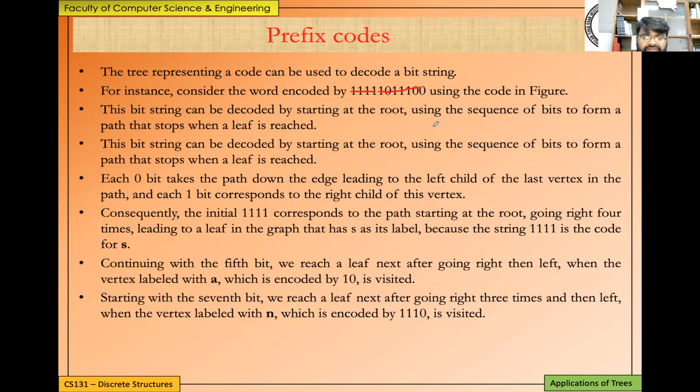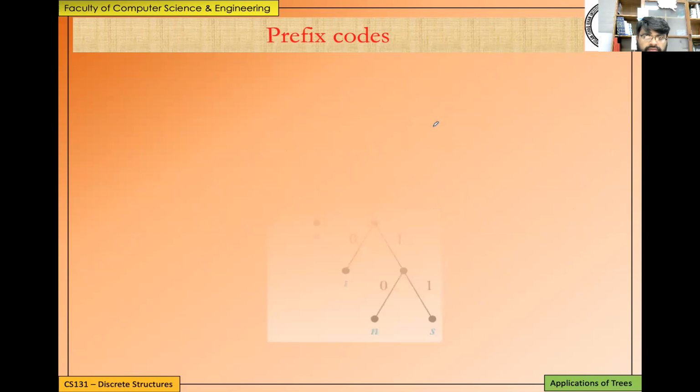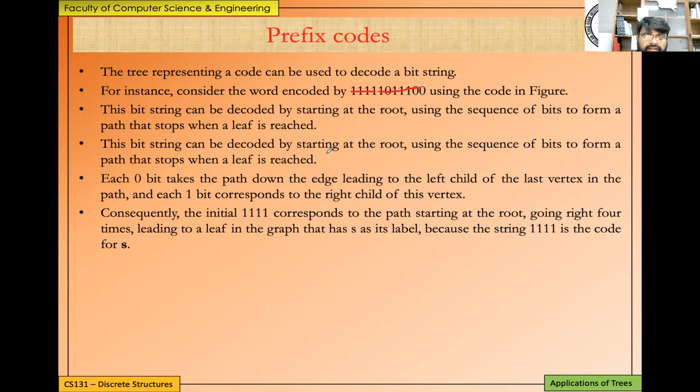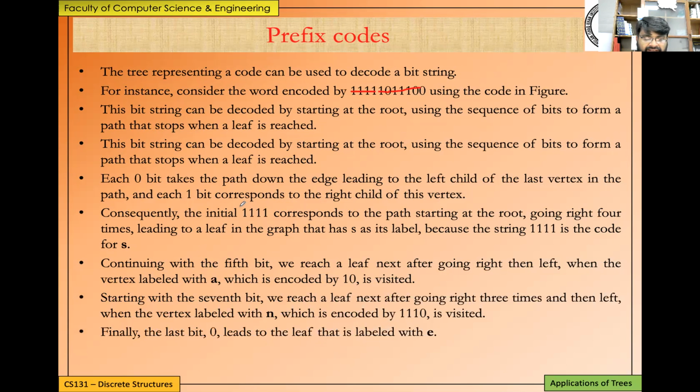And finally, you have got 0. 0 is the code for E. So hence SANE is your basic word. And this is exactly the one that we are going to retrieve by using the bit string and using the prefix codes.